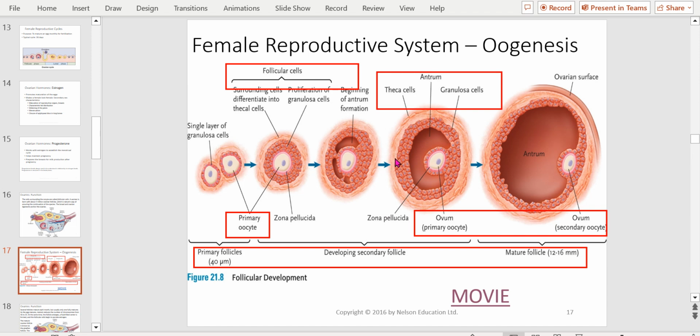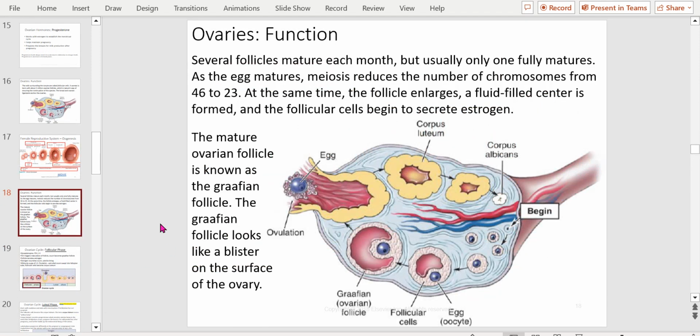Granulosa cells, and these are your theca cells around the outside. Now we're getting into the secondary development, and then the mature follicle itself. There's your ovum, surrounded by these cells, and what happens there, it explodes out, taking some of these cells with it. What's left over will turn into your corpus luteum, and then eventually your corpus albicans.